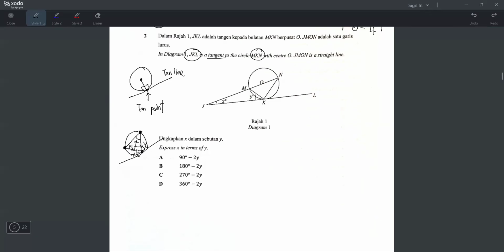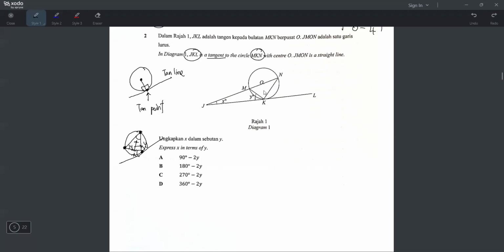The reason why I'm telling you this now is because I can see this question will definitely apply this. We need this to do this question. I already know it. All right, let's keep reading. In the diagram, JKL is a tangent to circle MKN with center O. Let's check. JKL is this line, the tangent to the circle MKN with center O. That means if I draw one line from the center O to this line, it will be 90.